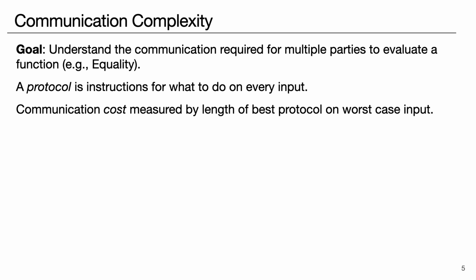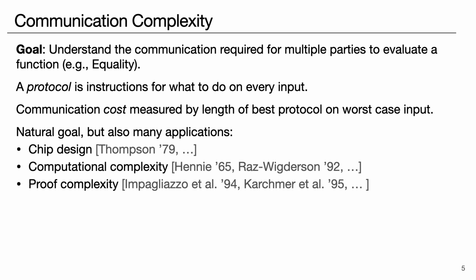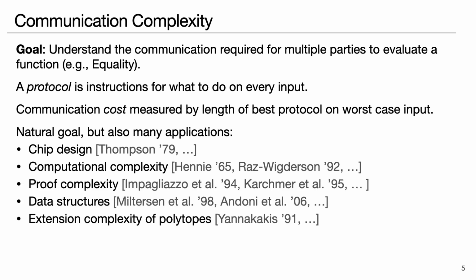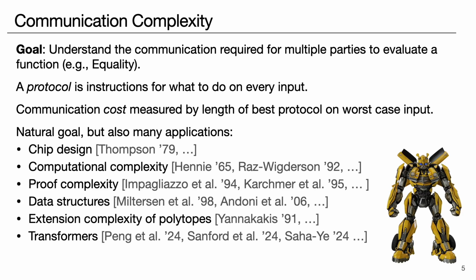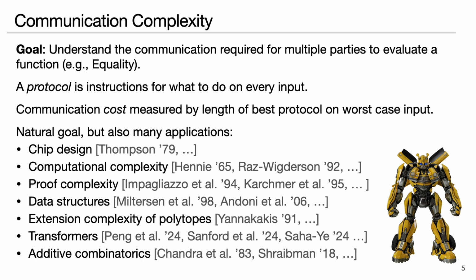And I believe this is a natural goal. In complexity theory, we want to understand the resources required to evaluate a function, and communication is certainly a natural resource. But there are also many applications of this study. Everything from chip design to proof complexity, even more modern topics like transformers, and one particularly beautiful connection we'll see more of in a bit, to additive combinatorics.